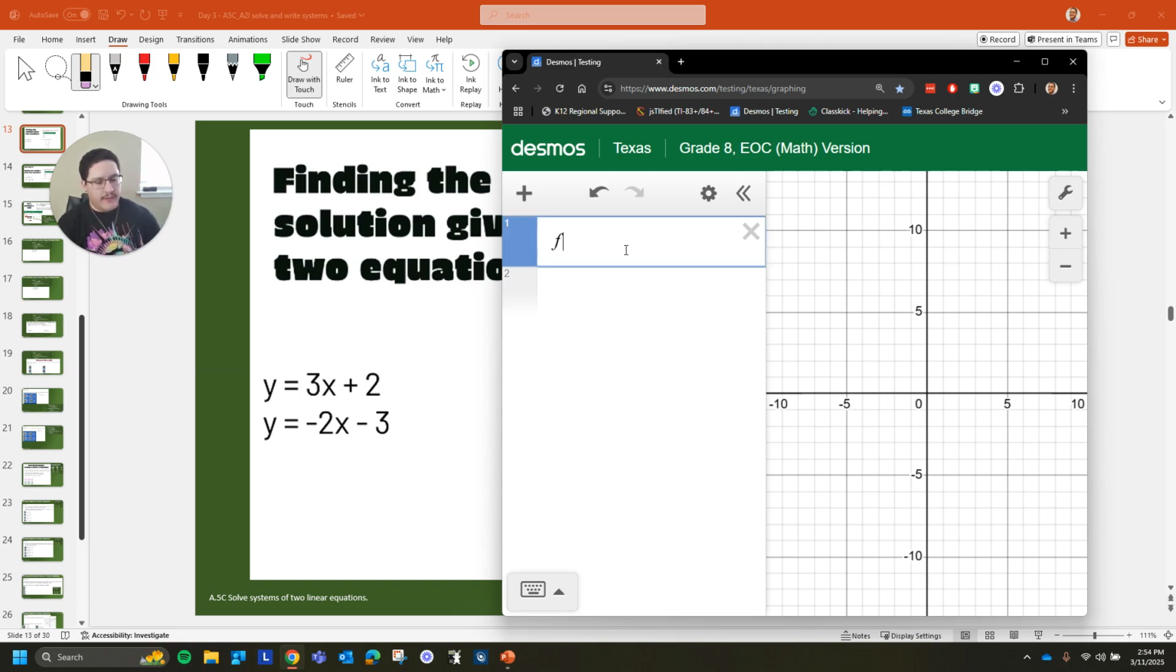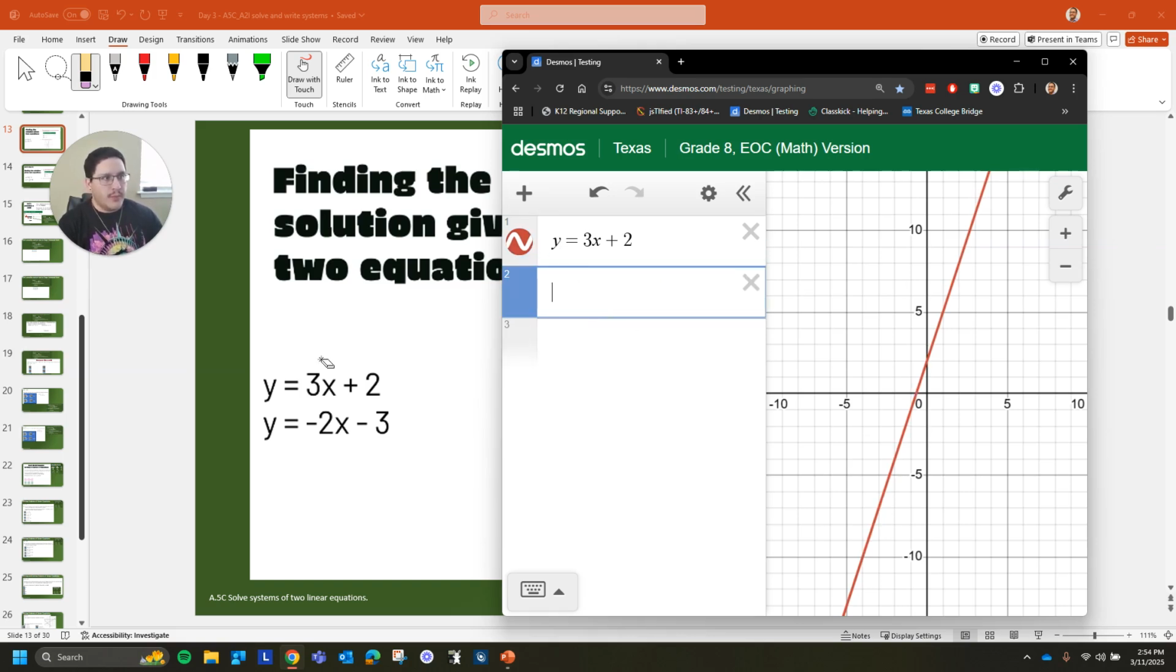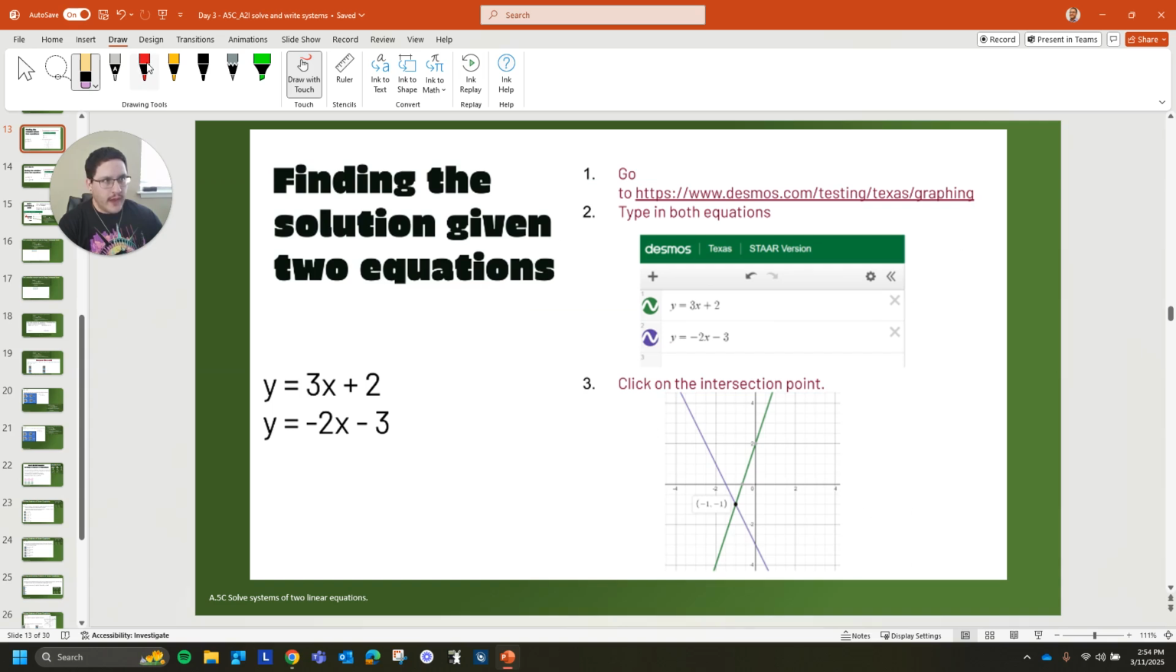Y is the same as f of x, which we may get into later, but you can do f of x equals 3x plus 2, and then you'll see the line right there. Or you could just say y equals 3x plus 2. You'll get the exact same thing. Then you'll put one of these equations on the first line. Let's call this equation 1, and we'll call this one equation 2.